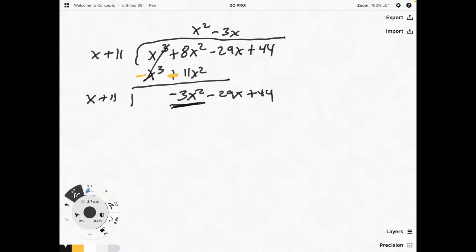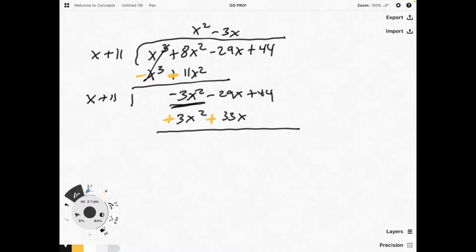We're going to take that negative 3x and multiply it by our x. So that's going to be negative 3x squared. And then we take our negative 3x, we multiply it by 11. So that's going to give us a negative 33x. All right, and now what we want to do is subtraction. Figure out what we have left. So with subtraction, we're multiplying each term by a negative. That's going to become a positive, and that's going to become a positive.